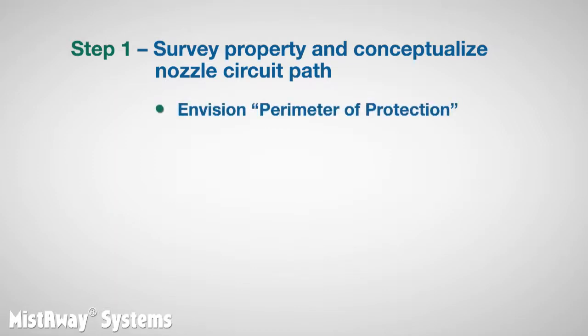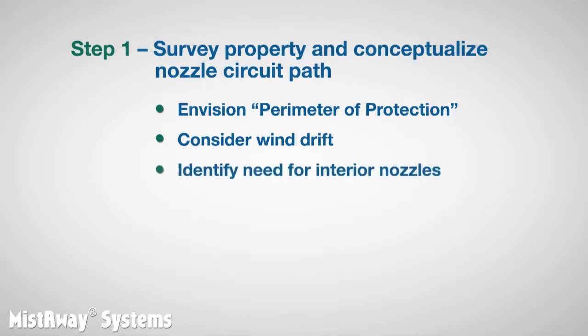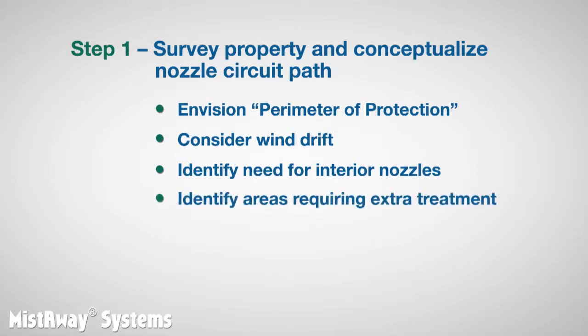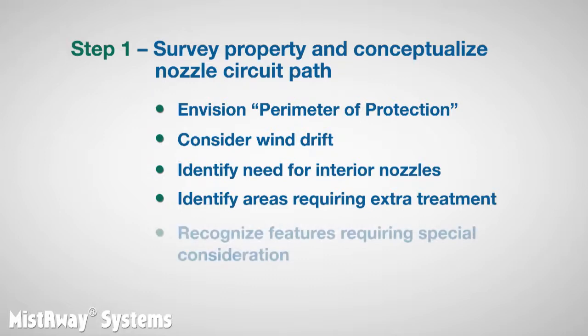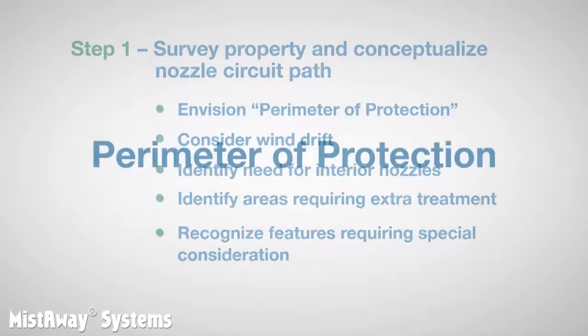First, envision what we call a perimeter of protection. Second, consider the prevailing wind and potential for drift. Third, identify whether interior nozzles are required in addition to the perimeter nozzles. Fourth, identify areas that may require extra treatment. And fifth, recognize features that require special consideration.